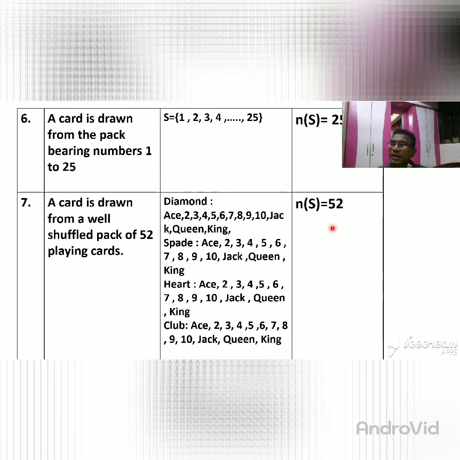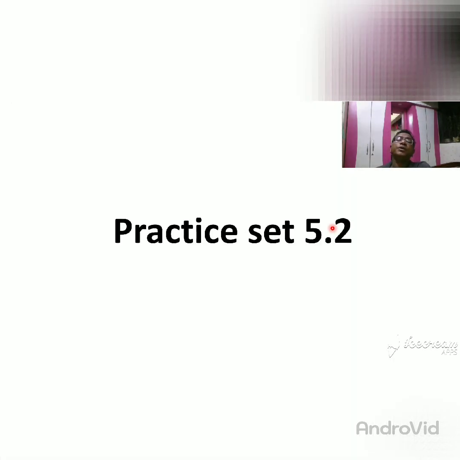So you must write these charts in your notebook and read these charts after 2 days. Every 2 days you read these charts. Then you will know how to write this. So it is very important. Remember that. Then we are going to learn practice set 5.2.